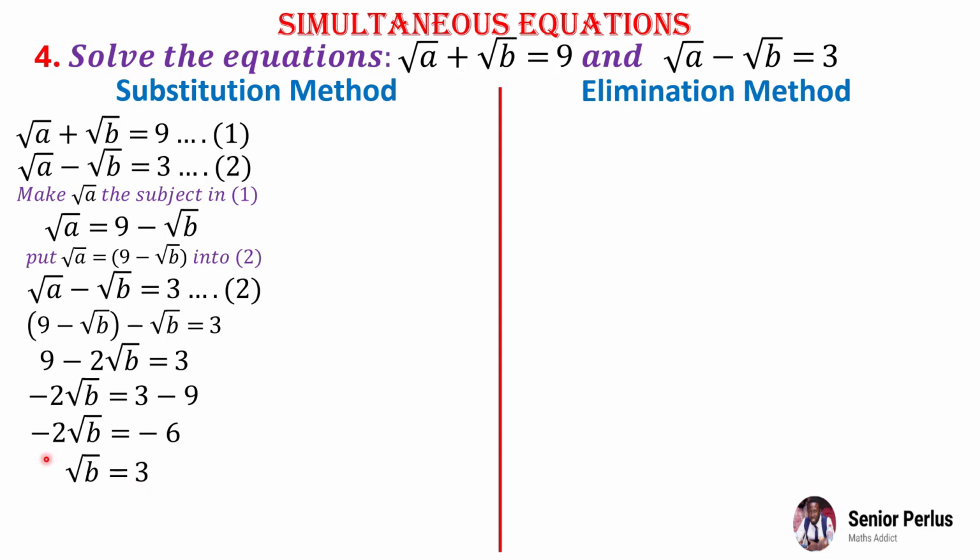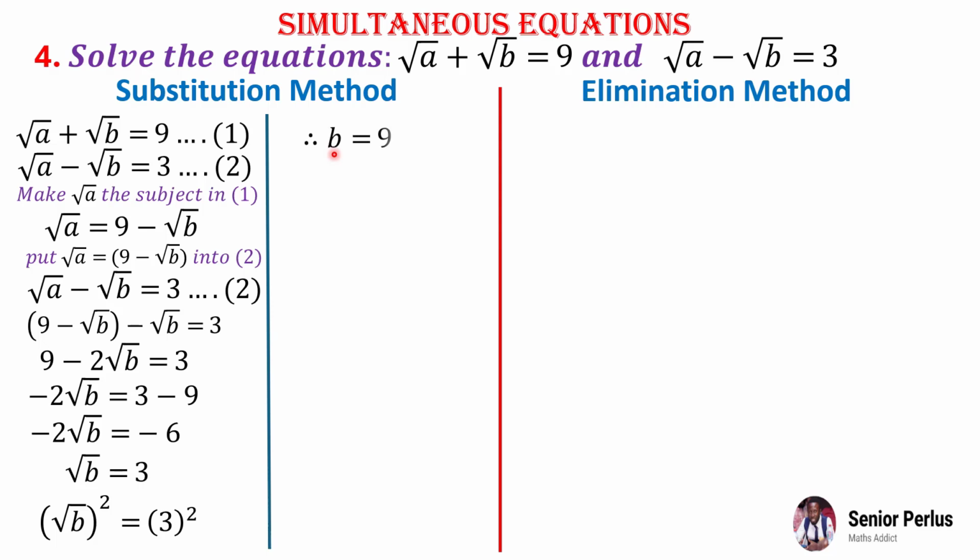We are solving for b, not root b. So why not square both sides? Because the root is what? Half. So the square will cancel the half. So let's square both sides, which I did here. The square will cancel it. Then you will get what? b equals 9. Therefore b equals 9.